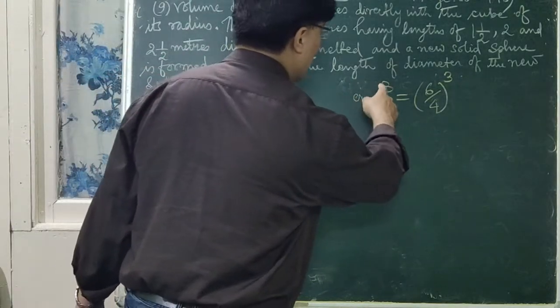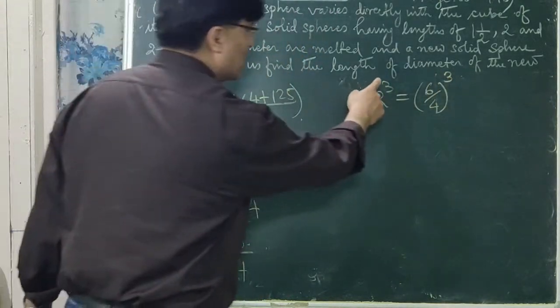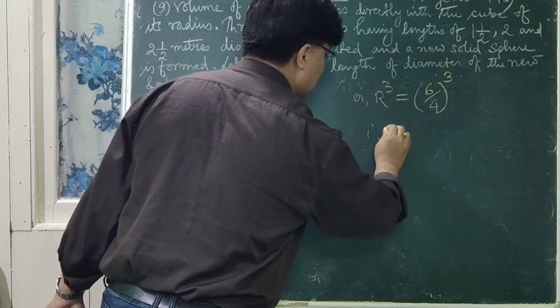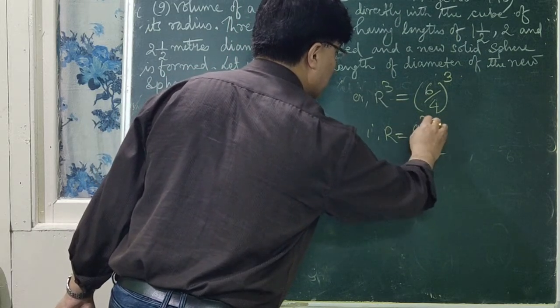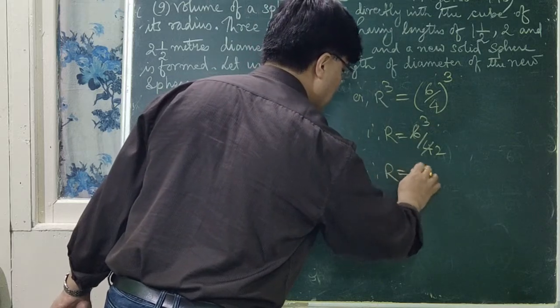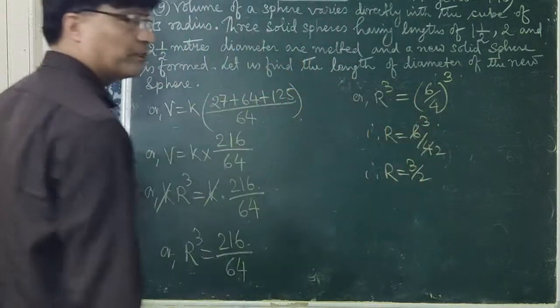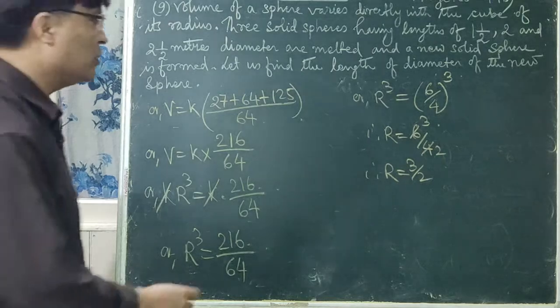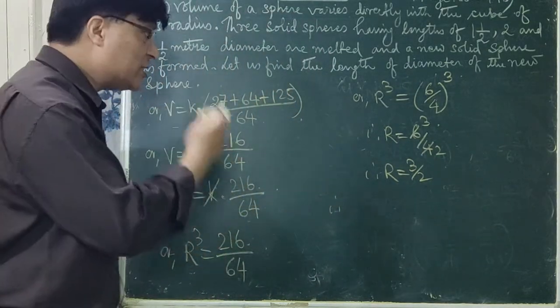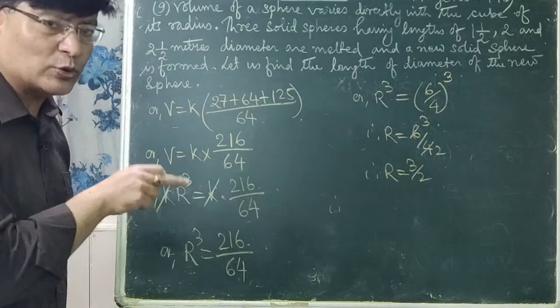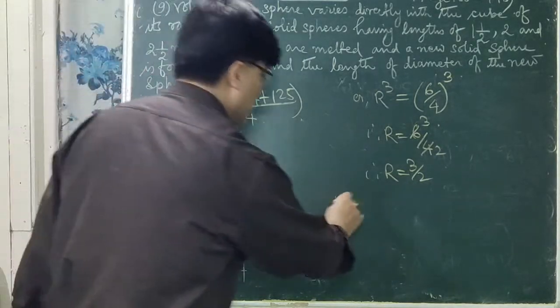Okay. Now since powers are equal, these are the powers, bases must be equal. That is R is equal to 6 by 4. So it is 2 2s are 4, 2 3s are 6. That is R is equal to 3 by 2. So this is the radius of the new sphere. But you have to find out the diameter of the new sphere. So this radius should be multiplied by 2 to get the diameter of the new sphere.